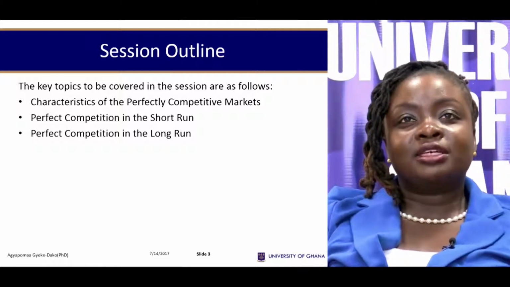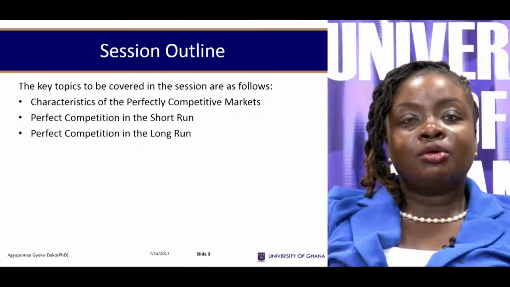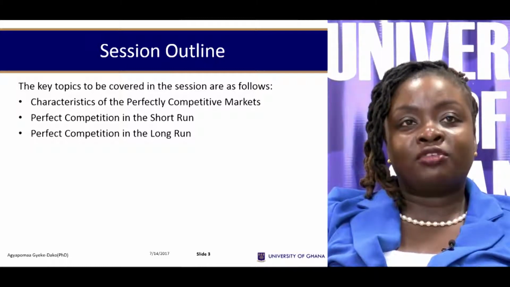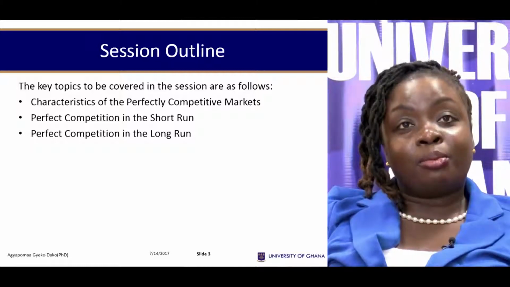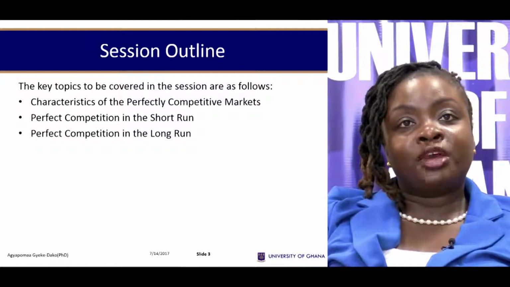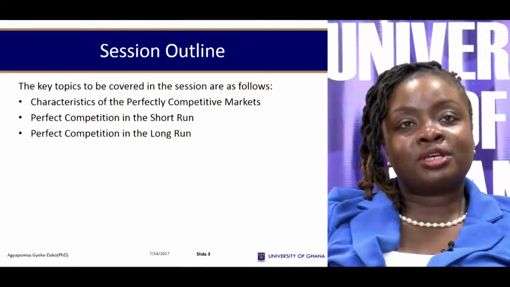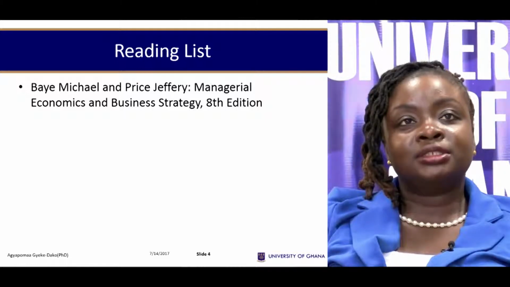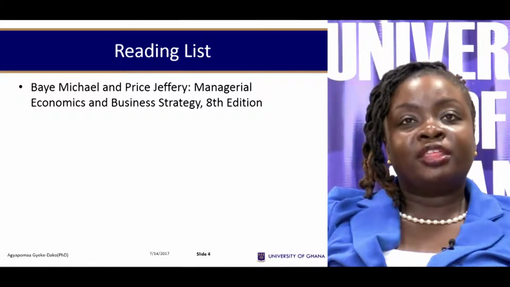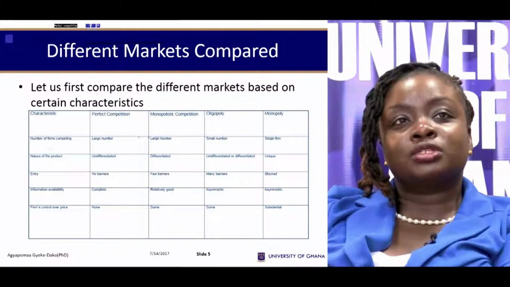The key topics to be covered in the session are as follows. We'll be looking at the characteristics of a perfectly competitive market. Then we'll be looking at the short run and long run of a perfectly competitive market. Now, remember, production takes place in the long run and production takes place in the short run. The price and the output that will help firms maximize profit in the short run will not be the same as the price and the output that would help firms maximize profit in the long run. Our text is going to be by Prince, and it's going to be the 8th edition. You can draw on many other texts to help you as far as this session is concerned.